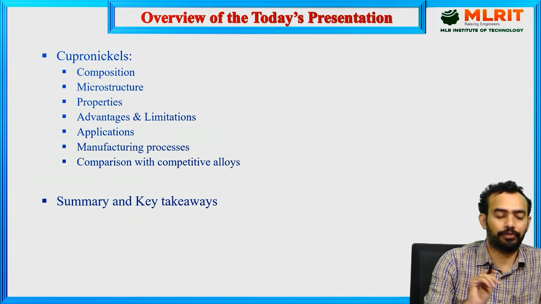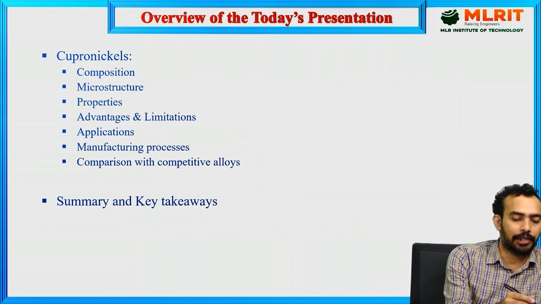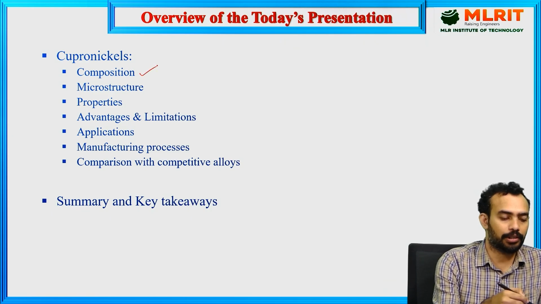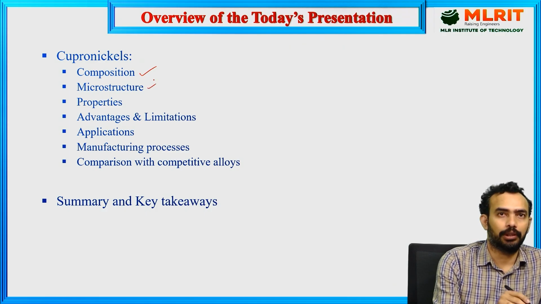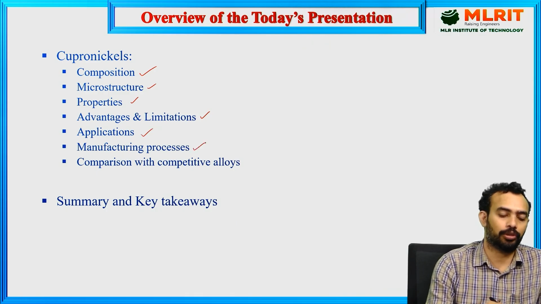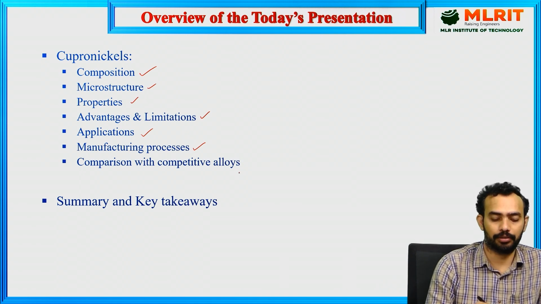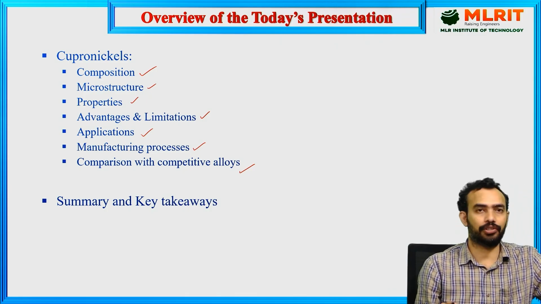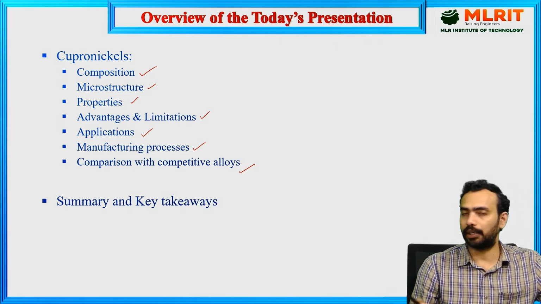So this is an overview of today's presentation. As usual, for all the materials we have discussed, we talk about the basic definition, then the composition. In today's lecture also, we talk about the composition of Cupronickels, then the microstructure, then properties, certain advantages and limitations of the materials, and the suitable applications. Then we talk about the manufacturing process, and finally we compare with the competitive alloys of copper nickel alloys. Finally, we'll summarize our lecture and look at the key takeaways.